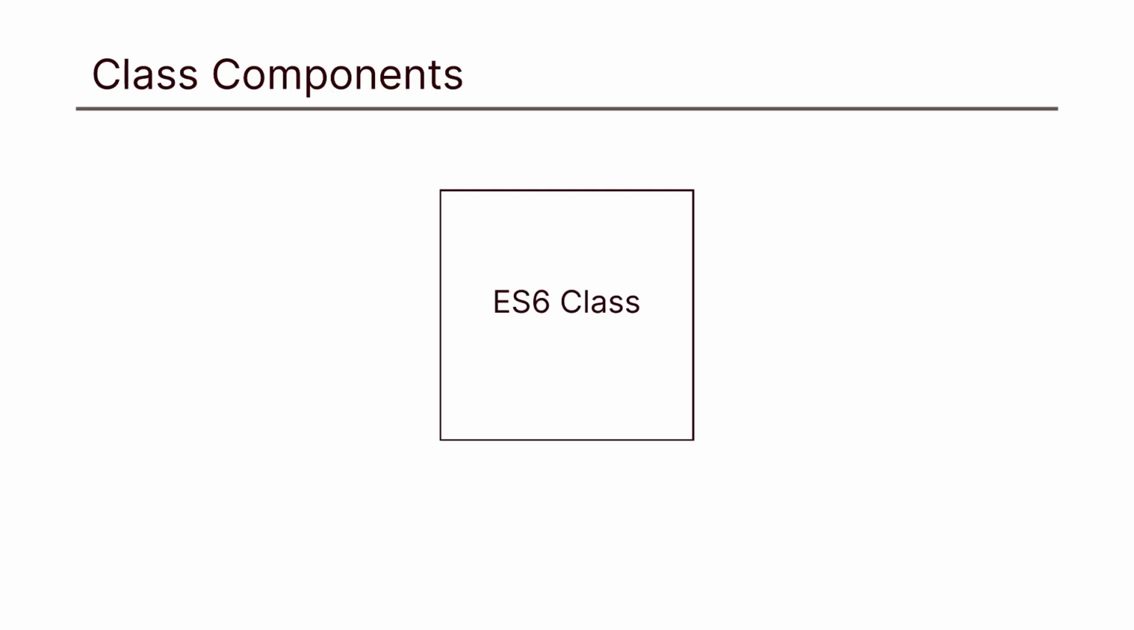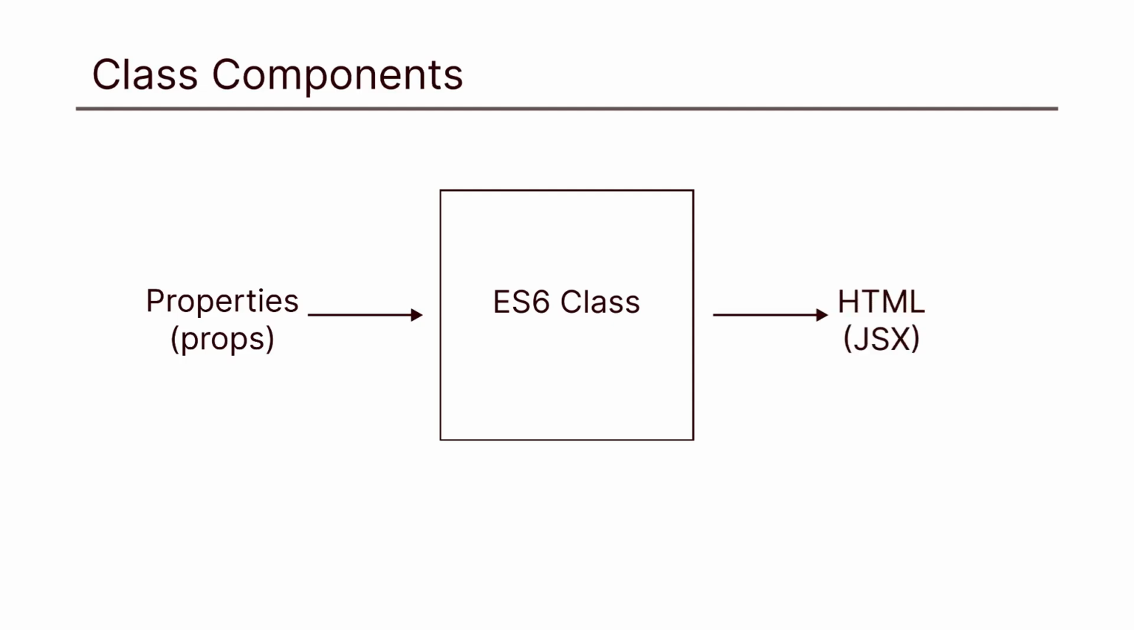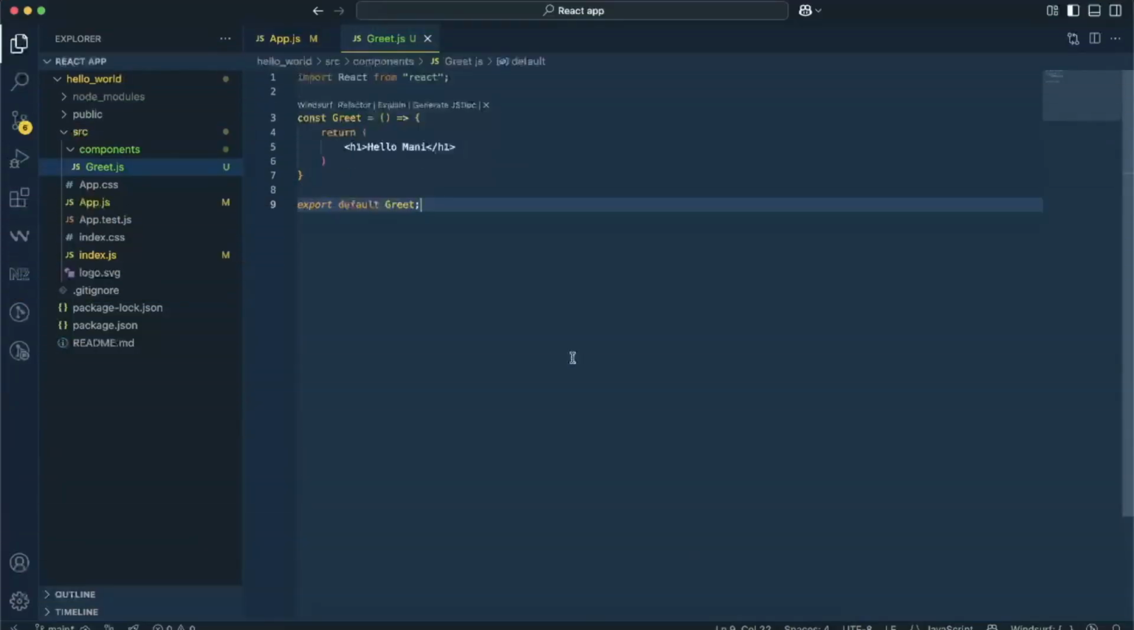Class components are basically ES6 classes similar to a functional component. A class component can optionally receive props as input and return HTML. Apart from props, a class component can also maintain a private internal state. In simple words, it can maintain some information which is private to that component and use that information to describe the user interface. To get a comparison, let's create the exact same greet component, but this time a class component.